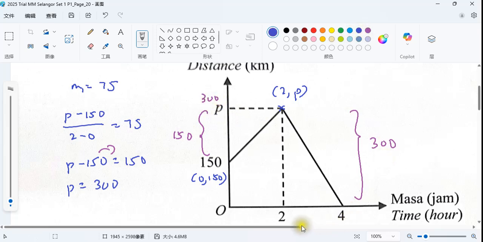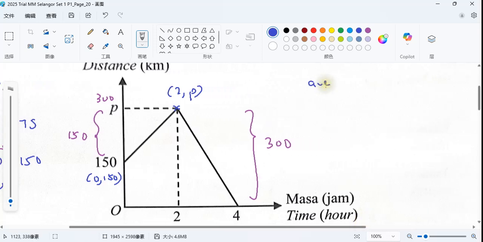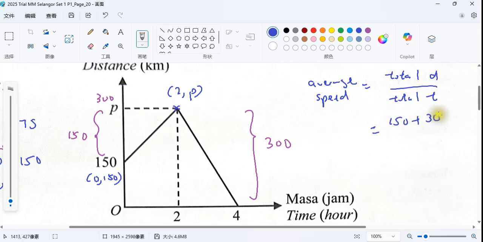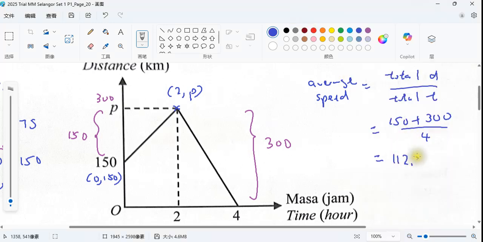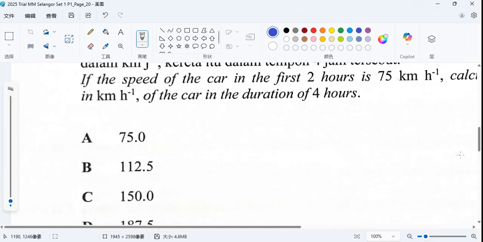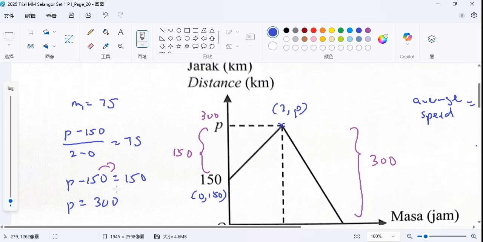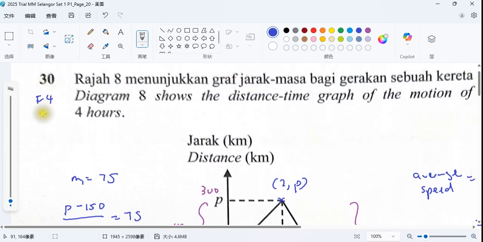So average speed equal to the total distance over total time. Total distance will be 150 plus 300, and total time is 4 hours. So we have 450 divided by 4, then it will be 112.5 km per hour. This is from Form 4 Chapter 7, graph of motion, distance-time graph.